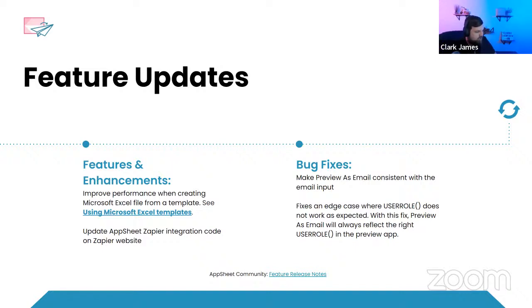So that's really nice. And then as some bug fixes, there were some problems with the preview as email, consistent with the email input. All that to say, the preview as at the bottom right of your AppSheet editor, where you are able to put somebody else's email and kind of pretend to be them, was not working on some aspects of AppSheet. So that should be completely fixed. So pretty nice stuff there.